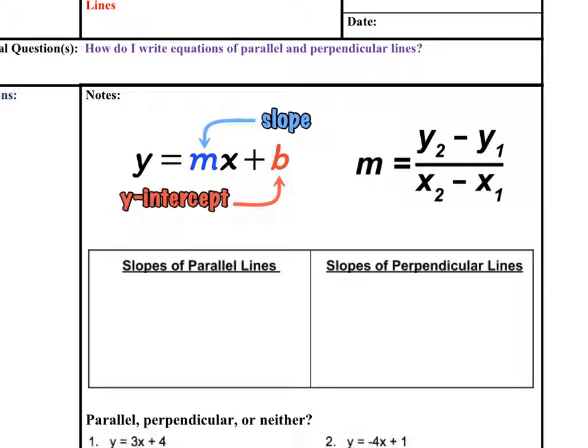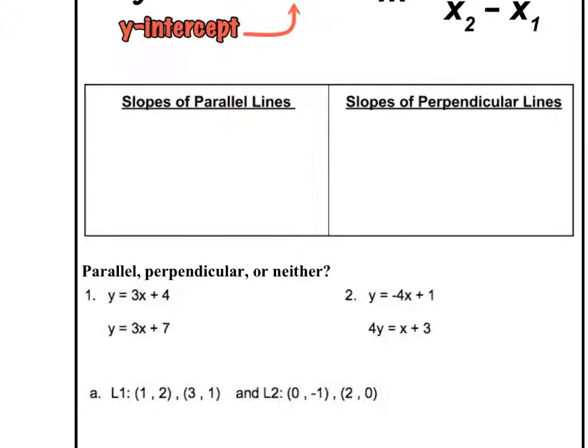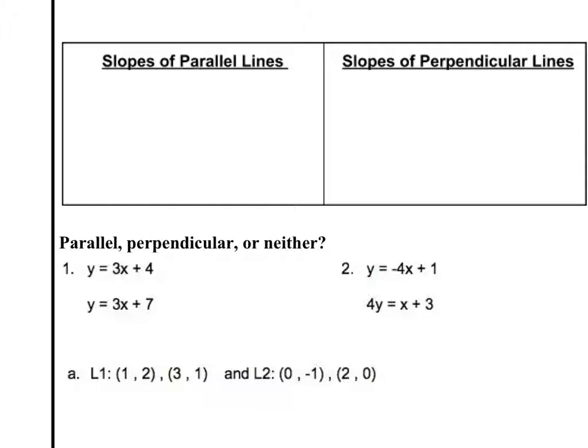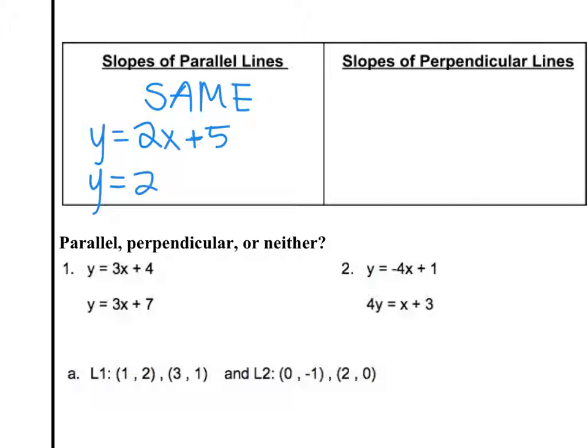So we just talked about how slopes of parallel lines are the same, and we wrote some examples. So here are two lines that would have the same slope: y equals 2x plus 5 and y equals 2x plus 10. They both have a slope of 2, and so they're going to end up being parallel. Their y-intercepts are different.